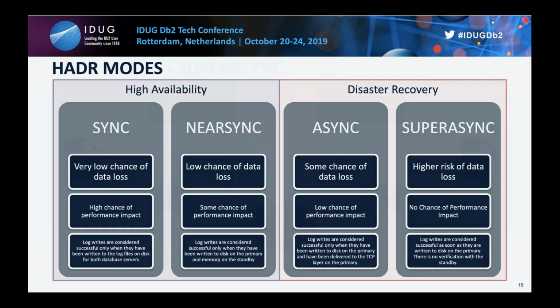Now I have a slide here with a good summary of the various HADR modes. They're on two spectrums. They're on a spectrum of a low chance of data loss to a higher chance of data loss, and also on a spectrum of a high chance of performance impact to a low chance of performance impact. So this is a good summary slide to come back to if you want to remember and evaluate which sync mode might be best for a particular scenario.